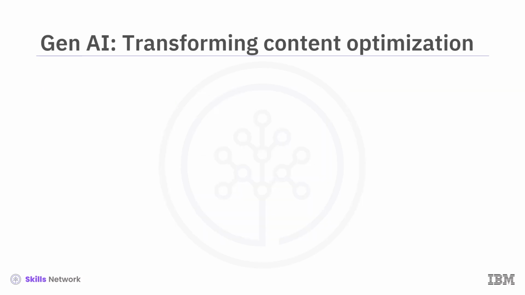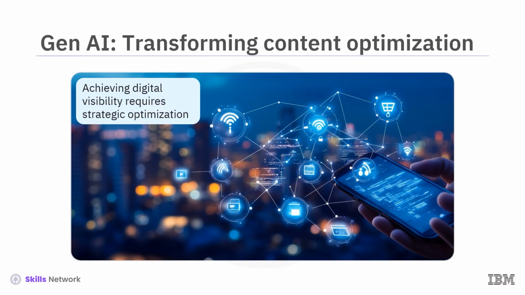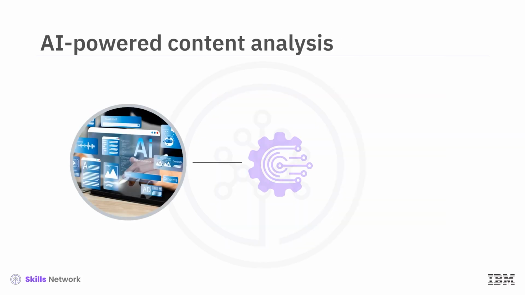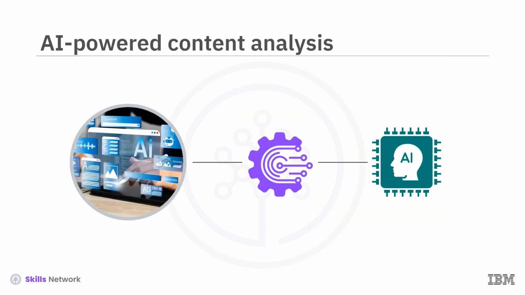In today's digital landscape, achieving digital visibility requires more than great content. It demands strategic optimization. That's where generative AI, or Gen AI, transforms content creation, refining strategies for stronger brand positioning and audience engagement. Let's explore how these technologies are reshaping content optimization.